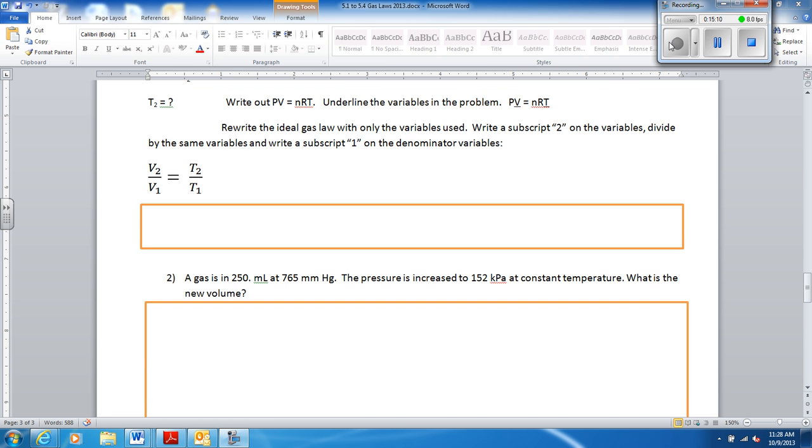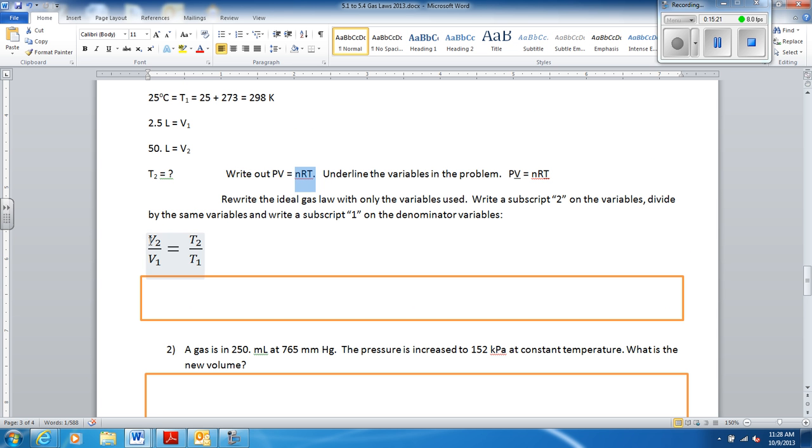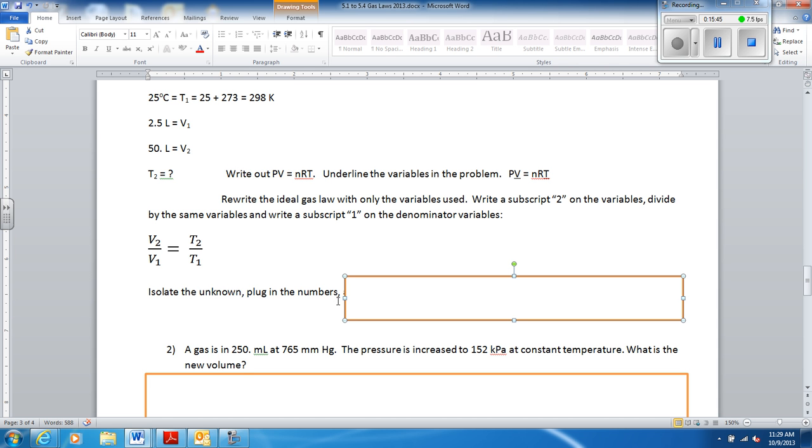So we write only the variables that are in the problem, which were volume and temperature, and we'll notice they're on opposite sides of the equation here, so I write them on opposite sides of the equation. I write subscript 2 in the numerator, and then I write subscript 1 on the denominator. And then I just isolate the unknown. The unknown is T2. If you isolate this for T2, what do you get?